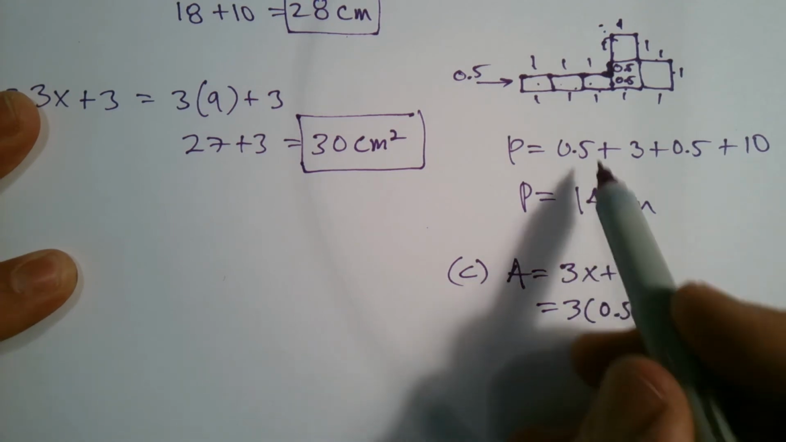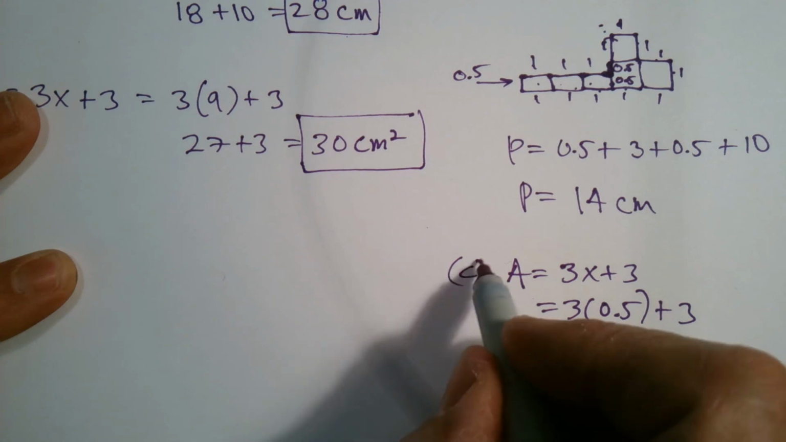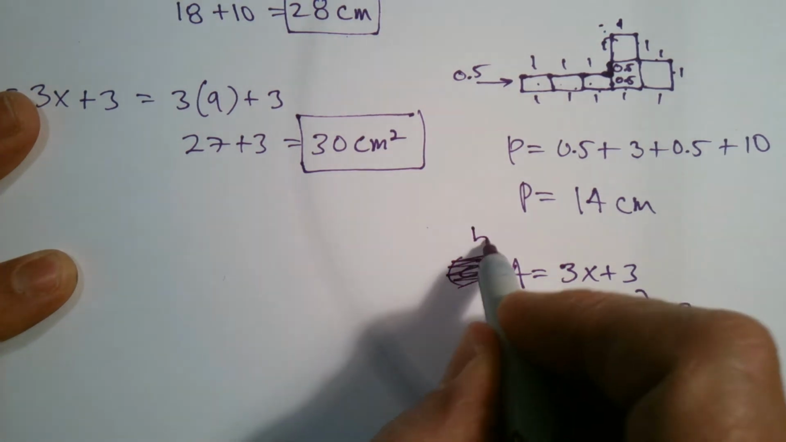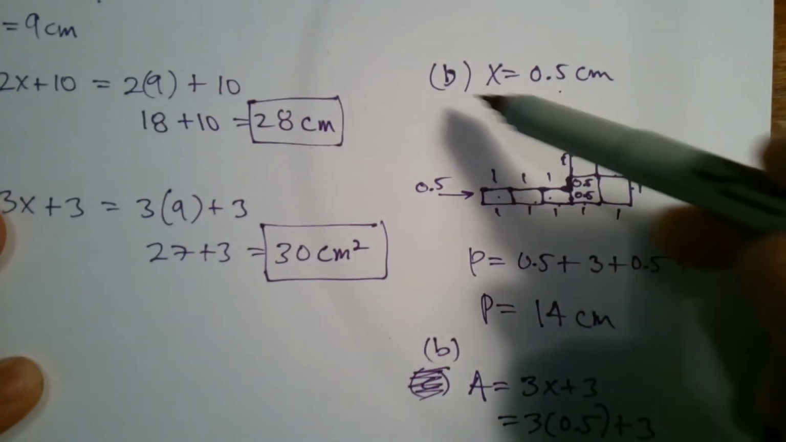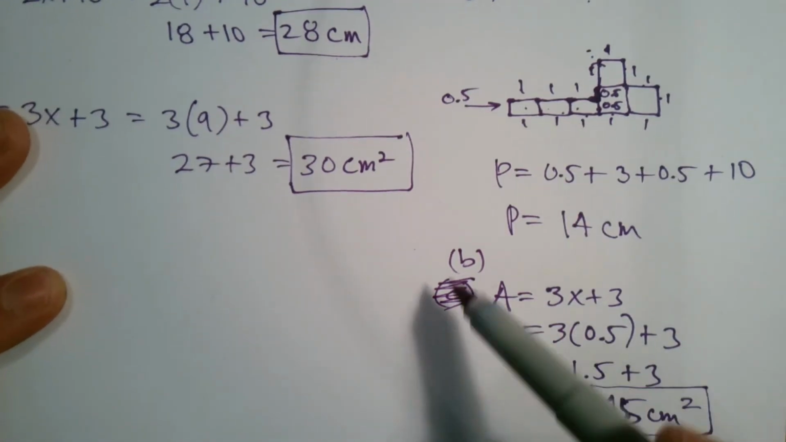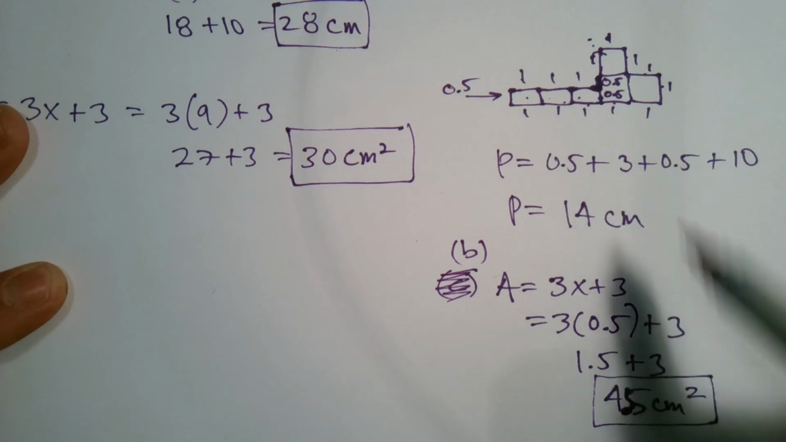All right. Got my perimeter, got my area for, oops, that wasn't C. I was still on B. Sorry. So I was doing B, still doing B. I don't know why I put a C there. So I have my perimeter and my area for B.